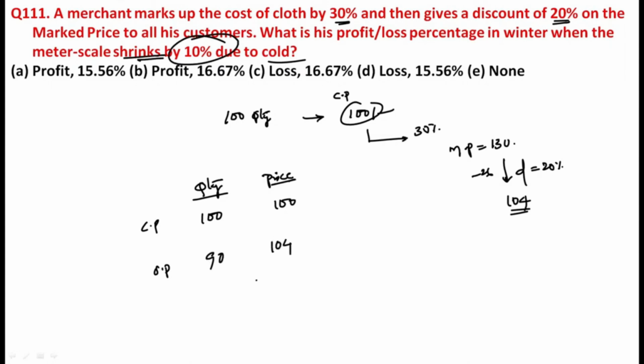But the price is 104 rupees. Now you can cancel and cross multiply them. You get 90 here and 104 here. You can observe that the selling price is higher.